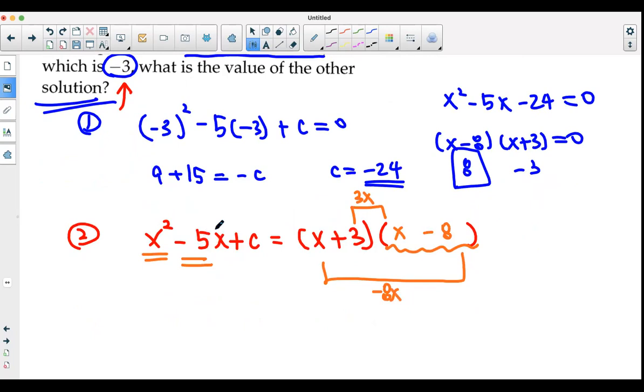Oh, guess what, guys? In this case, I don't even have to find the value of c. I can get the answer right away. The other root has to be equal to 8, coming from this factor. How about that? That's the second way.